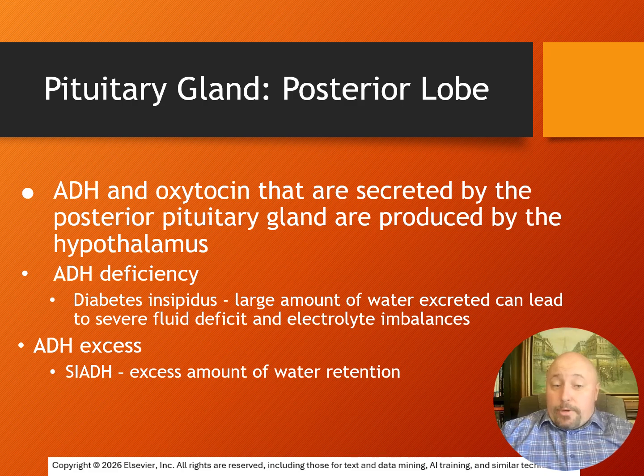The pituitary gland in the posterior lobe. In this area is where ADH, antidiuretic hormone, and oxytocin are secreted by the posterior pituitary gland and the hypothalamus. In the case of antidiuretic hormone deficiency, this is where you get a condition called diabetes insipidus. While it has diabetes in the name, it is not related to blood sugar. In this case, the kidneys are unable to not excrete water, and all the water that hits that kidney is immediately flushed out. Large amounts of water are excreted and lead to fluid deficits and electrolyte imbalances. Because again, it's not just flushing out the water, it's also flushing out all of those electrolytes as well.